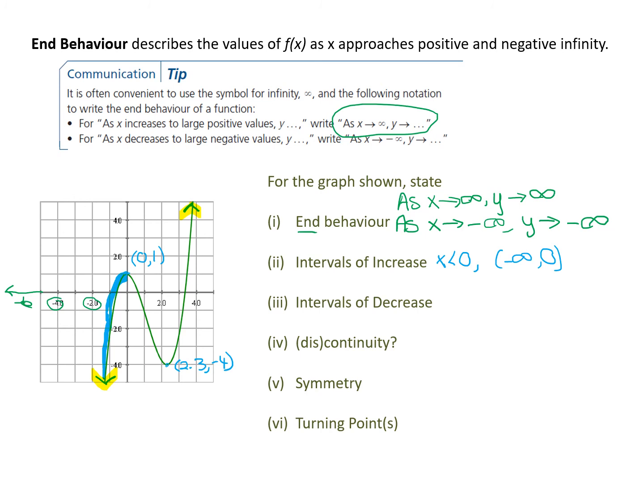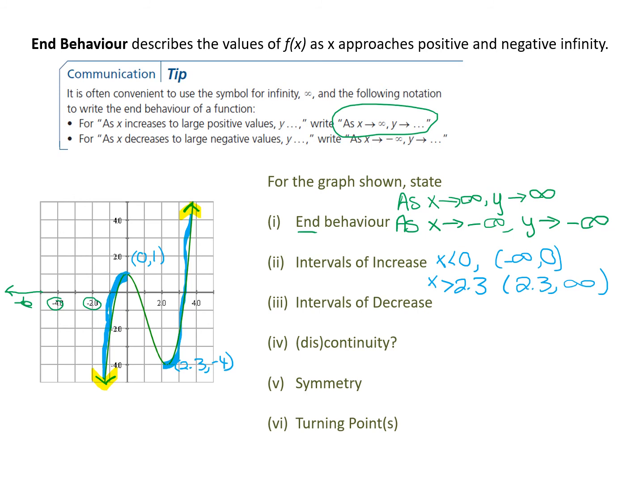There's another interval of increase. So the other interval of increase is here. That's an interval of increase. So there's another one, and that's when x is greater than 2.3. The function is increasing, or we write that as from 2.3 to positive infinity. Our function is increasing. All right, what about intervals of decrease?